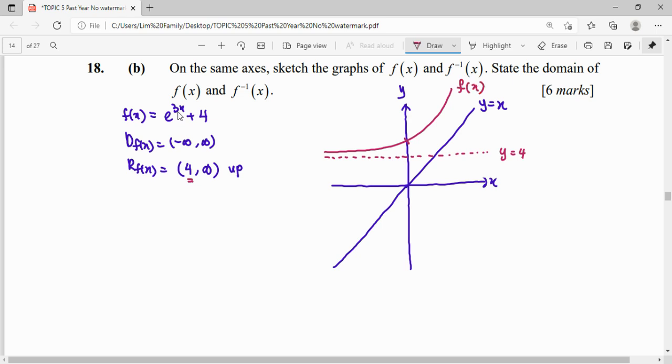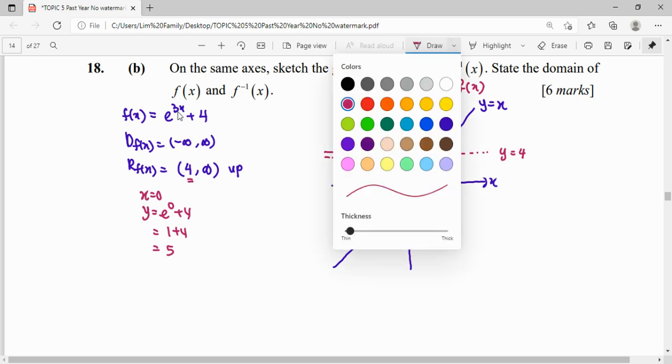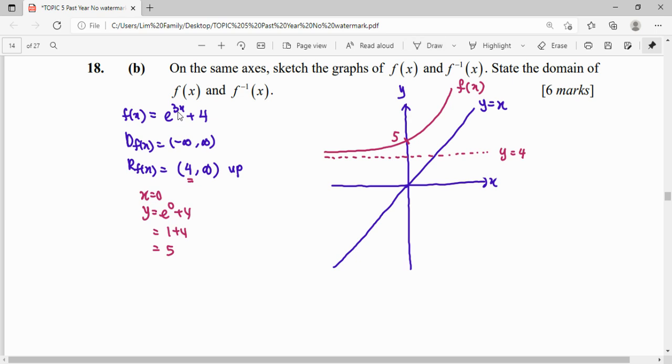When we meet the intercept here, we have to show what our intercept is. When x equals 0, we find our y: e^0 plus 4. So it equals 1 plus 4, which is 5. So this is our intercept at the value of 5. Then we will fold our paper and we trace along together with the asymptote as well.